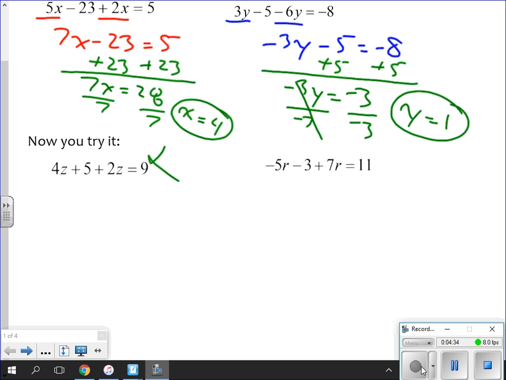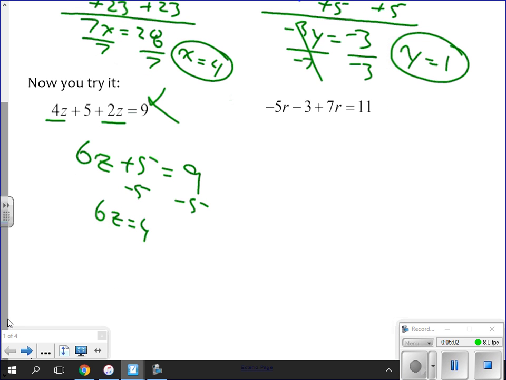So my first step, combine like terms. 4z plus 2z gives me 6z plus 5 equals 9. So I combine my like terms first, and now I solve the equation. Subtract 5, and I get 6z equals 4. And then I divide both sides by 6, because that's what I do, and it doesn't matter if it doesn't go in evenly. Not everything's going to work out perfectly.